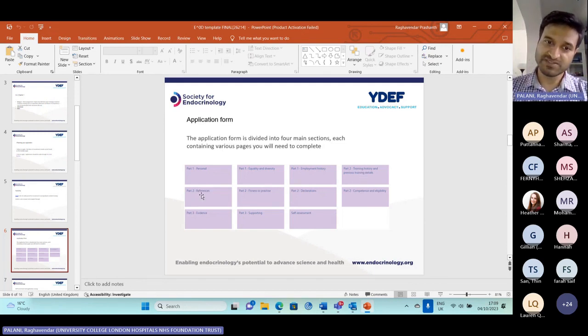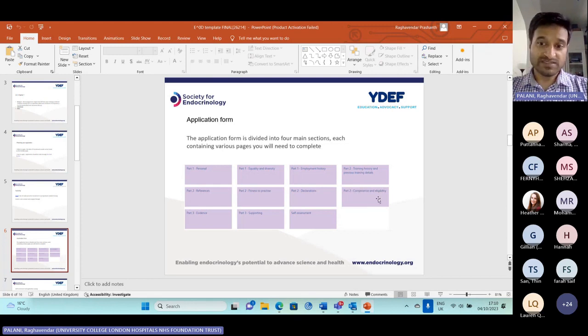These references mean you have to get references from your consultants, and it's always better to inform your consultant that you're putting their name down as a reference for a specialty training application, so that they can respond to emails that may be sent to them later on once you have been offered a position. And then fitness to practice declaration, and competence and eligibility.